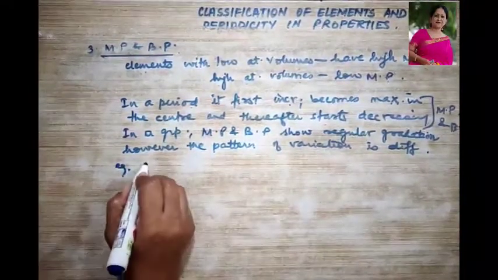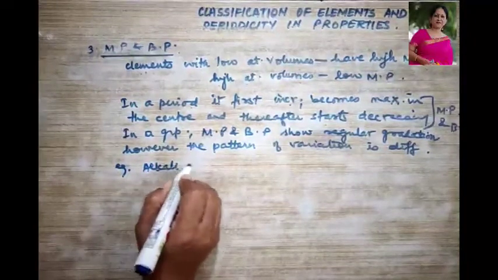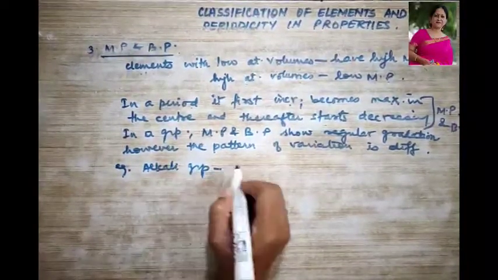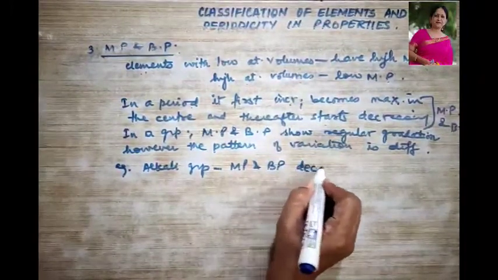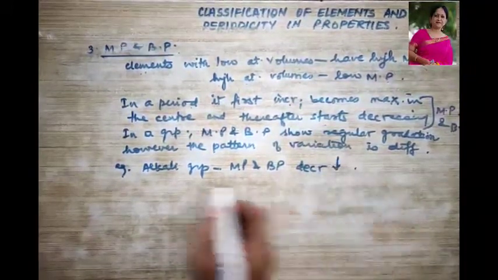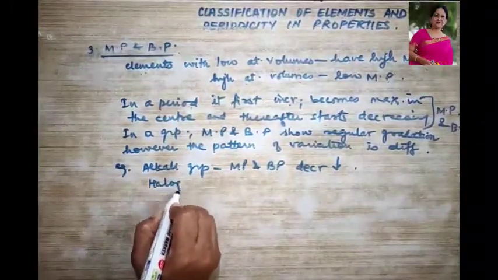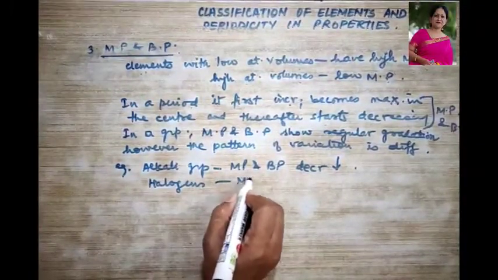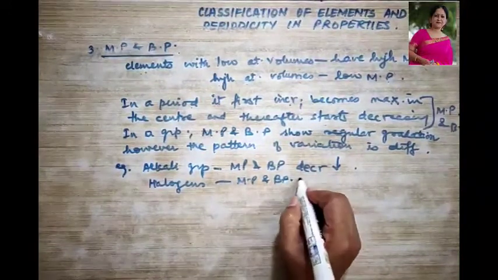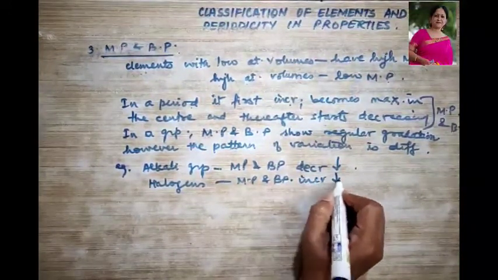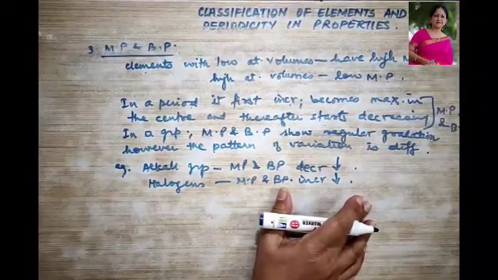What was the pattern I told you? For example, alkali group. What do we see over here? Melting point and boiling point decrease from top to bottom. But in halogens, what do we see? The melting point and boiling point increase as we go down the group. Okay.